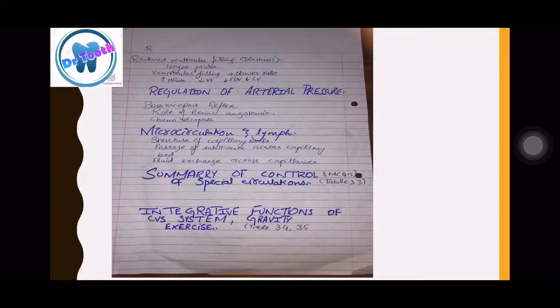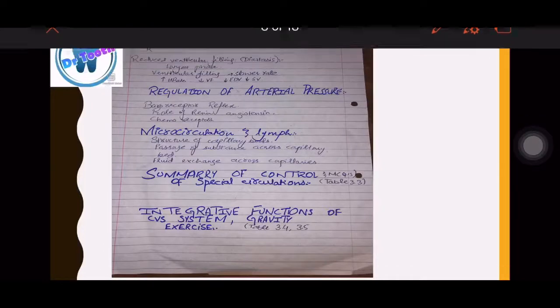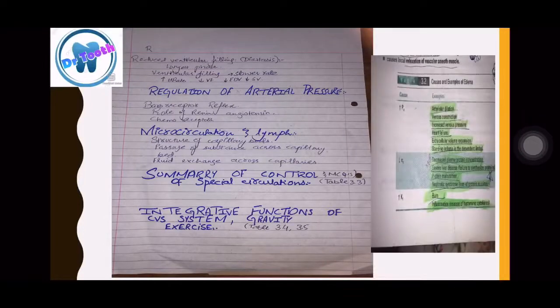Then we have microvascular circulation and lymph that I will discuss later, and summary of control of special circulations, the most important topic from MCQ's point of view as well, one of the most important topics. And in the last, we have integrative functions of the CVS system, gravity and exercise. So let's discuss it further with the help of diagrams.